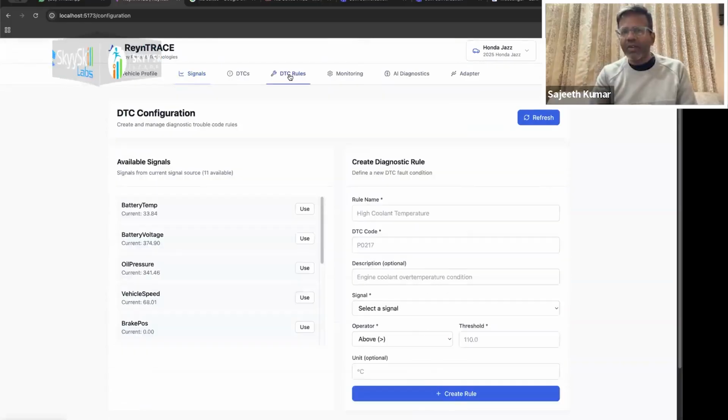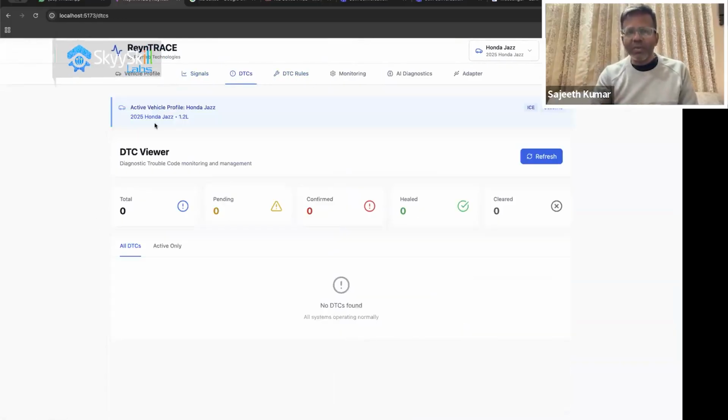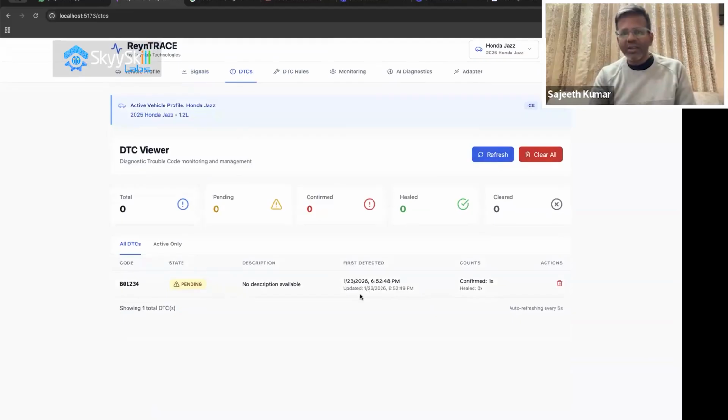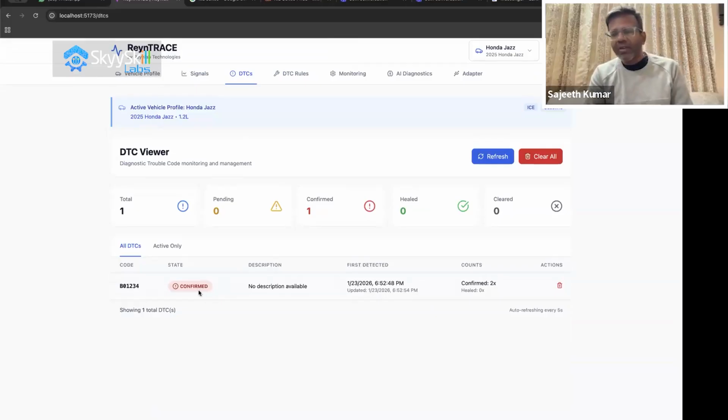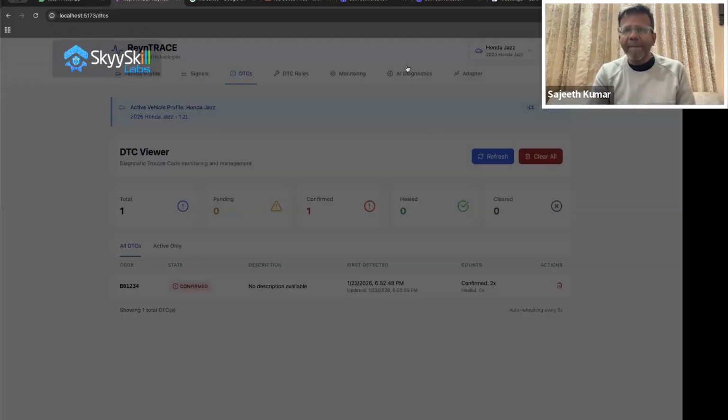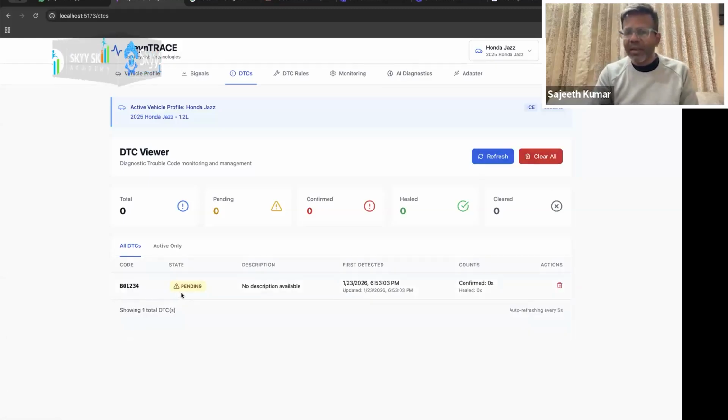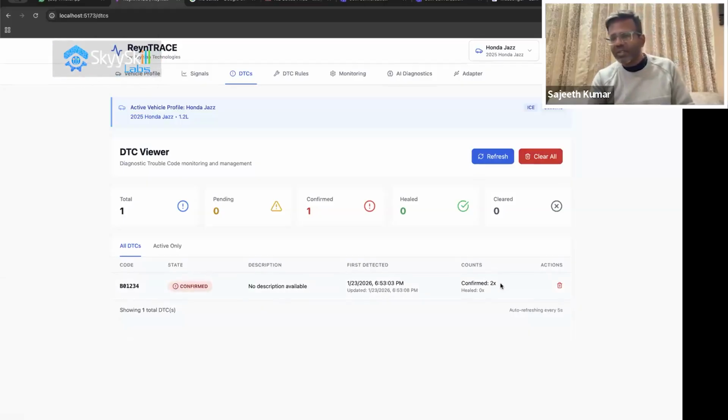Signals is the first thing. Then you have the rules. Once you have the rules, whenever there is a problem, it will start throwing up error codes. So let me see the error codes. Yeah, it basically says 0, 1, 2, 3, 4. Something has come, and you see the status has changed. Let me clear it. Okay, it says pending. If it's repeated 2 times, 3 times, then it will convert into confirmed. So 2 times it's repeated, so it's become a confirmed error code. Now an error code is logged. So at a very high level, this is basically what diagnostics, UDS, is.